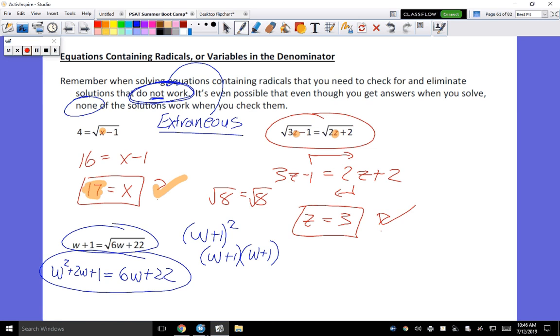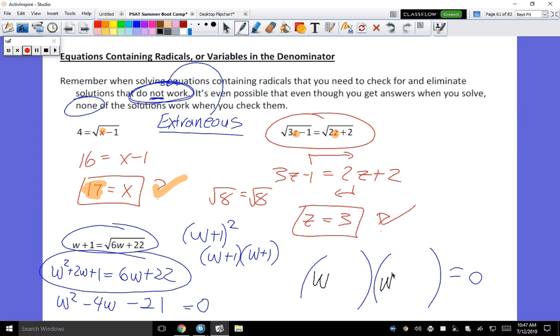Do I have to set it equal to 0? Yes. Why? Because there's an a and b term. So let's get all of our terms to the left. And we should have w squared, what? Minus 4w minus 21. You with me, guys? Alright, here we go. The first two terms will multiply to give me what? W squared. The last two terms will multiply to give me what? 21. What are numbers that can multiply to give me 21?